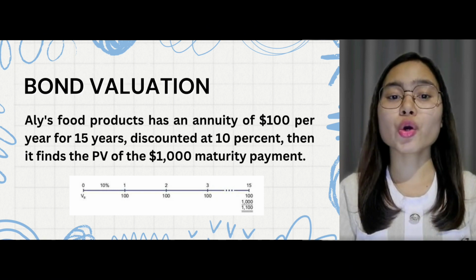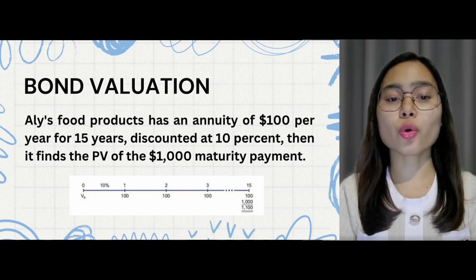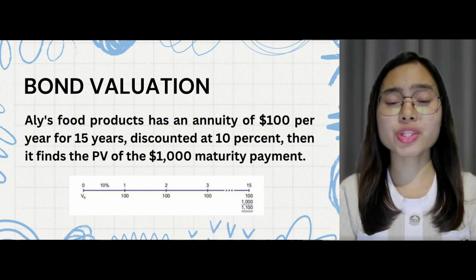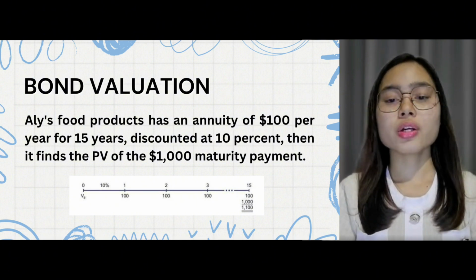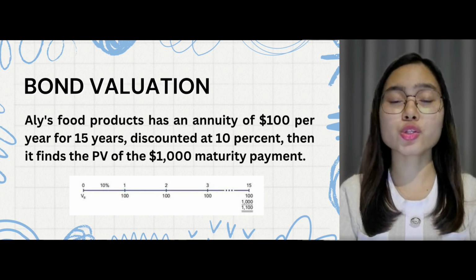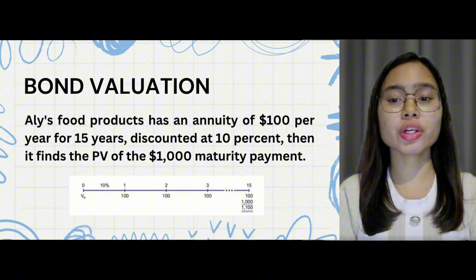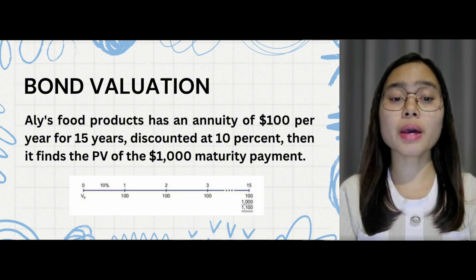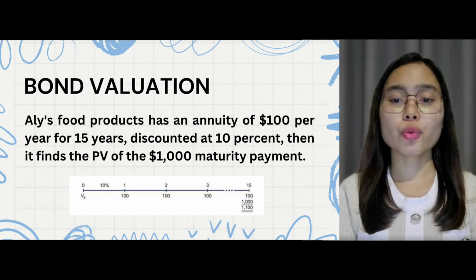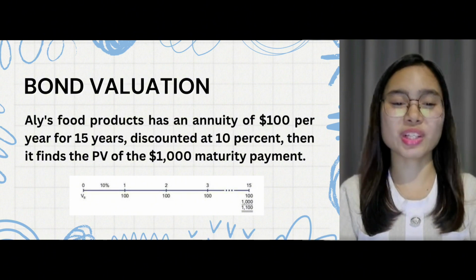So now we are going to fill in the timeline that we have earlier. As you can see, the RD or rate discount that we have is 10%. That's why we put the 10%. Then the next one is the number of years before the bond matures, or the N, we have 15. That's why we put 15. And for INT, or interest paid each year, which is also equal to PMT, the periodic interest payment, we have $100. That's why we put 100. And for maturity or future value, we have $1,000. That's why we put $1,000.